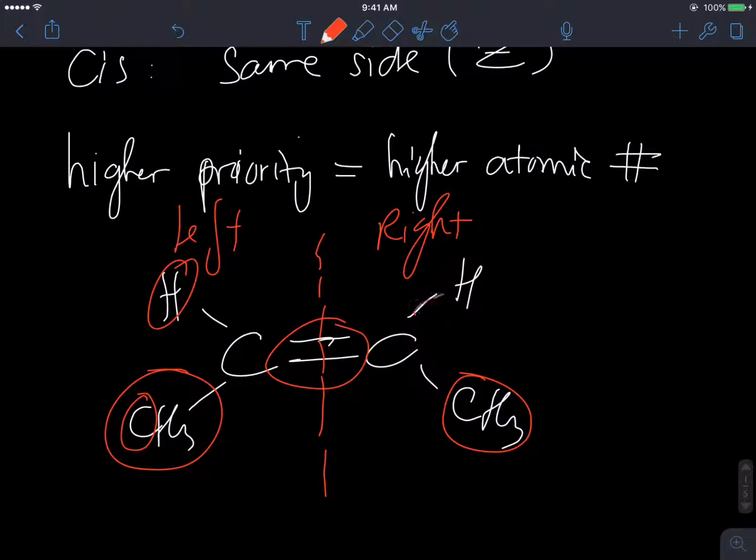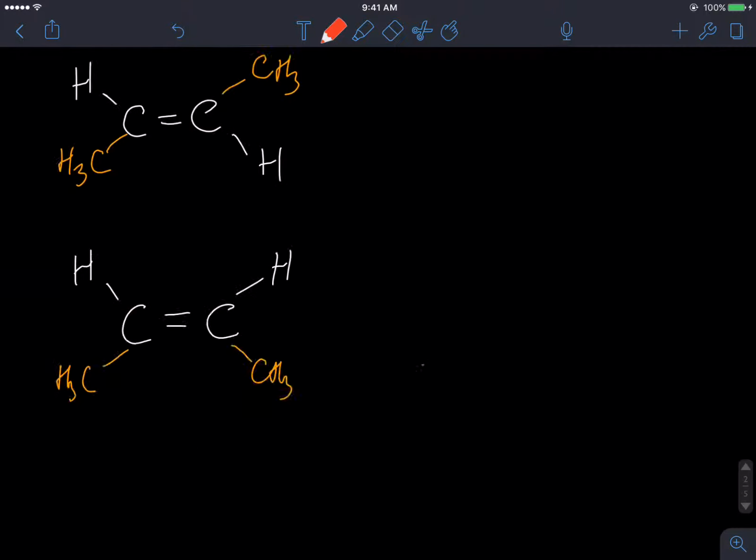What if I give you chlorine right here? Chlorine has higher priority than carbon, so chlorine is the biggest group for the right side. Okay, let's go to more specific examples. I'll give you two examples.